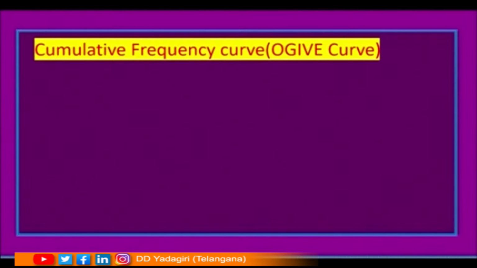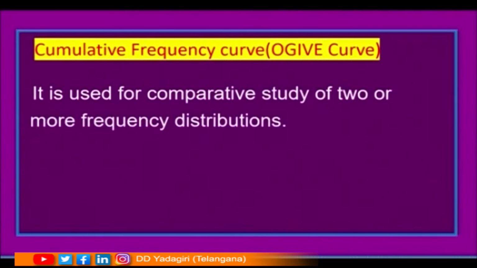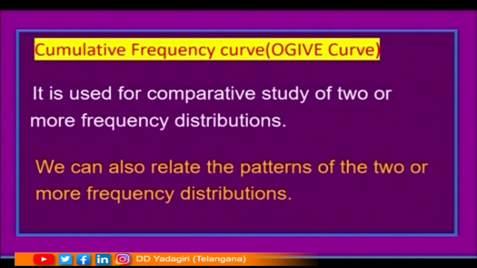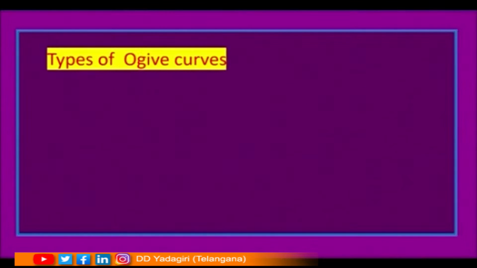So the cumulative frequency curve or Ogive curve is used to compare and study two or more frequency distributions. We can also relate the patterns of two or more frequency distributions using the Ogive curves. So it is very important to know about Ogive curves and how to represent them.